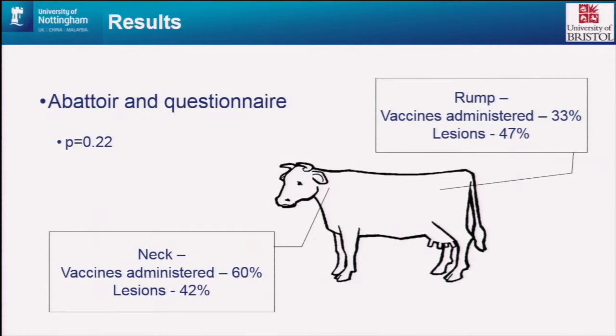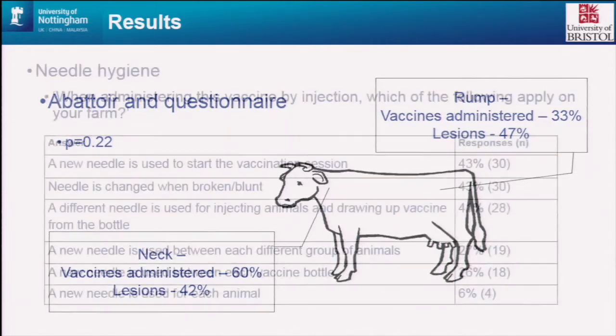So if we bring those two parts of the study together, again we found that 33% of vaccines are administered in the rump, but 47% of lesions are found there. And then in the neck, 60% of vaccines are administered there, and 42% of lesions were found there. So we weren't able to prove statistical significance with this, so we weren't able to prove that vaccinations are a cause of injection site lesions, but it is also worth noting that we did have quite small data numbers for that, so that could be a part of that.